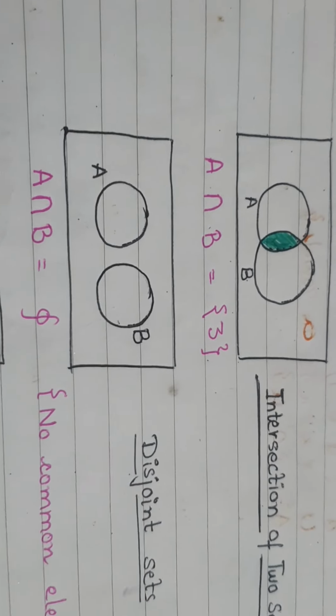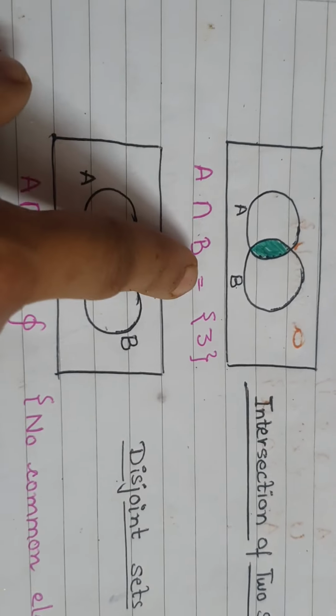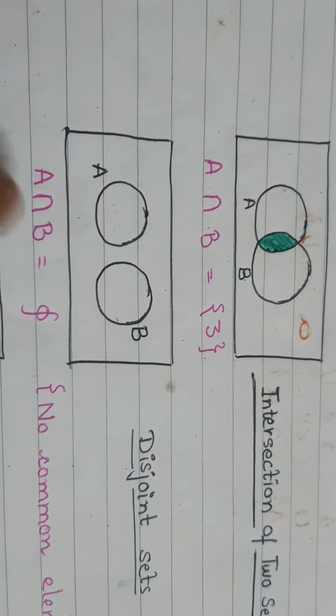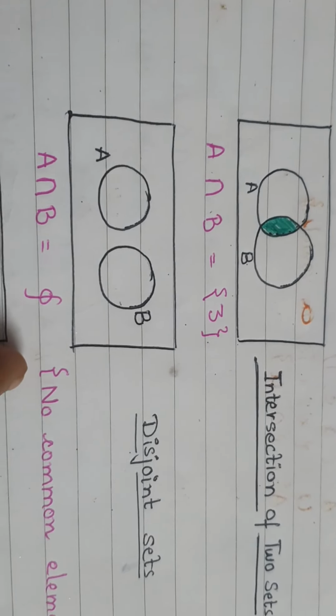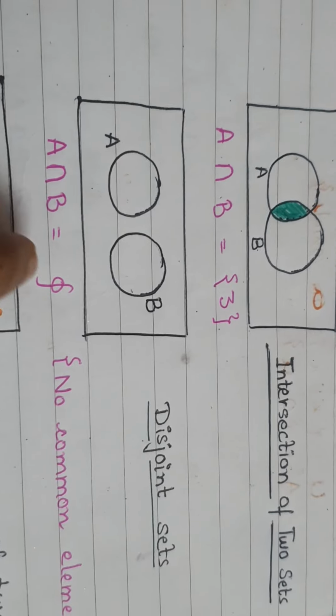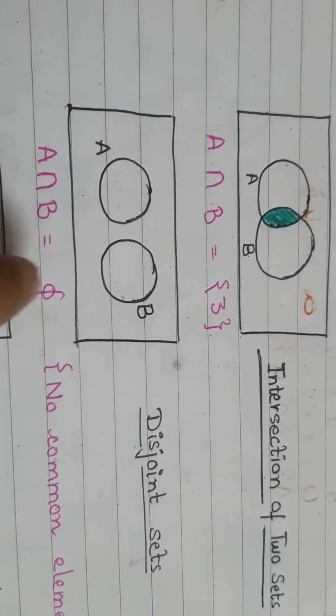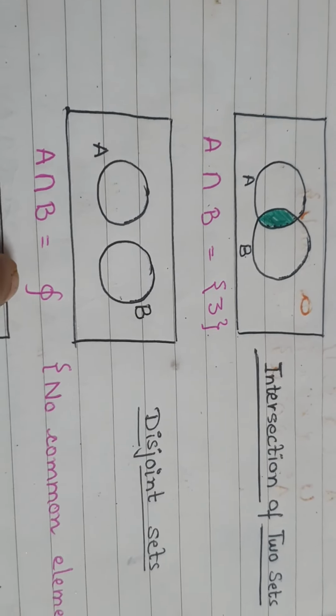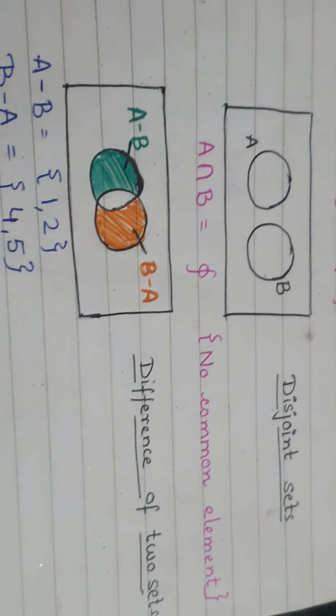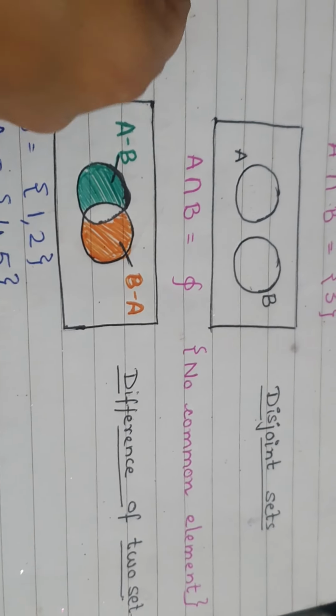So what about A intersection B? A intersection B is what? Common elements, but there is no common element. If there is no element, it means empty set. Empty set means a pair of curly braces with nothing inside. Is it clear? Next is difference of two sets.